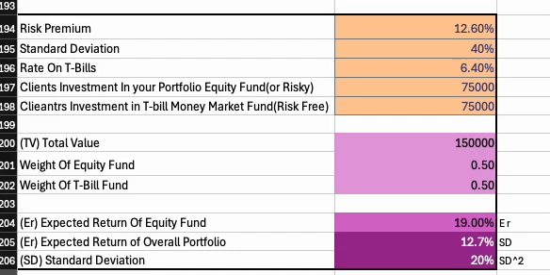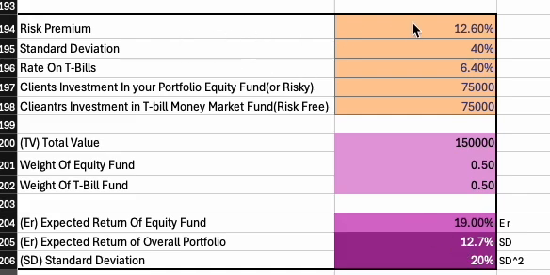Okay, today we're going to be going over the calculation for standard deviation, expected return for overall portfolio, and the expected return of the equity fund. Once again, the beige is given to us, and the purple, gradually going into darker, is important and more important.